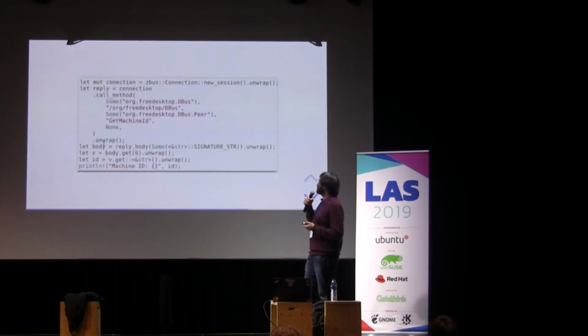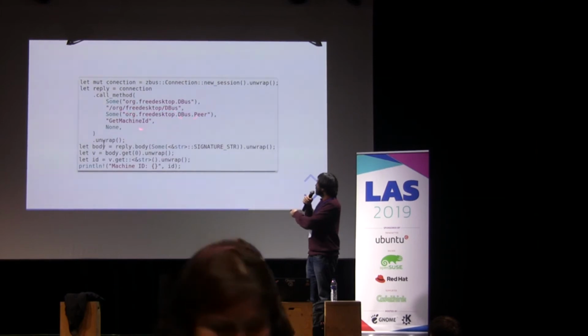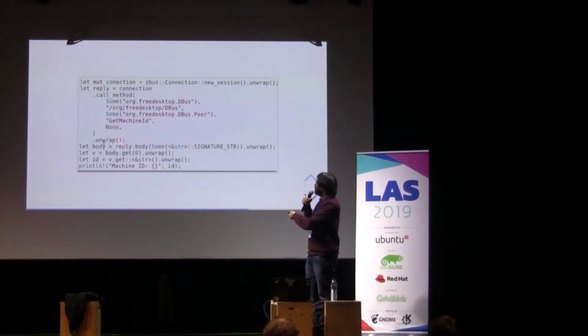I have only basic stuff on the high level implemented, like establishing a connection and calling a method based on the variants that I have defined. When you have a connection, you just say which service you want to use, which objects you want to operate on, and what's the interface name, and then the method name, and you can pass parameters. And this is a simple case, so there's no parameters to pass.